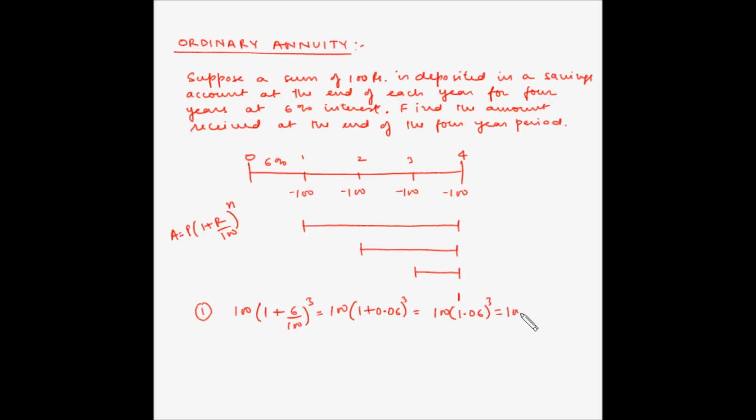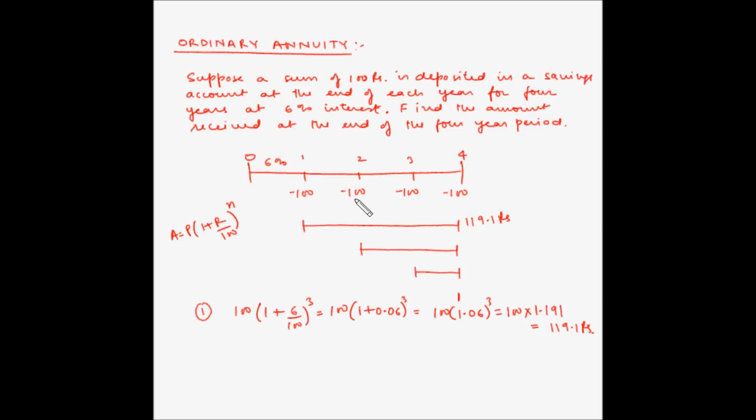So this becomes 100 into 1.191, and this is equal to 119.1 rupees. So basically this 100 rupees deposited at the end of the first year will become 119.1 rupees at the end of 4 years.